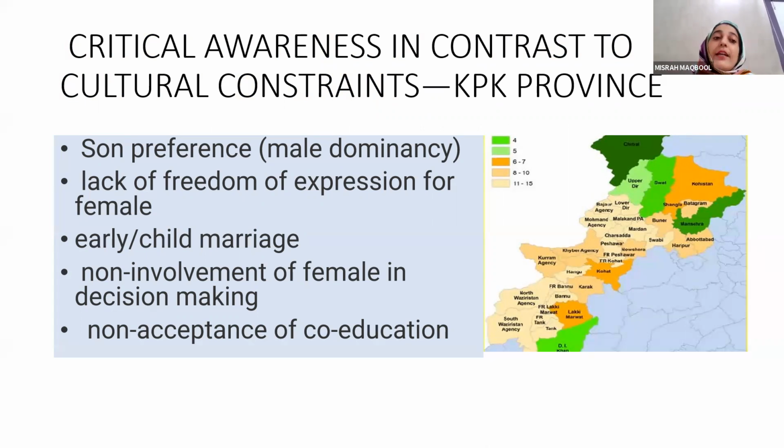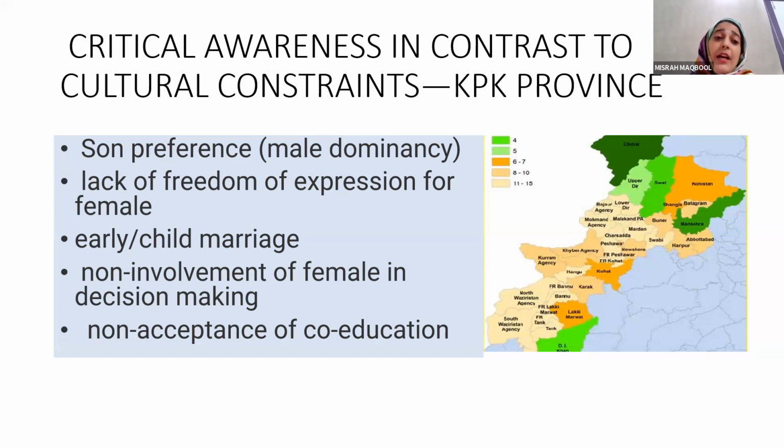While in Sindh, we faced educational constraint in the form of feudalism, while in KPK province, we face cultural constraints. What are these? Here they are: son preference, male dominancy, lack of freedom of expression for females, early child marriage, non-involvement of females in decision making, non-acceptance of co-education. So these are the factors.